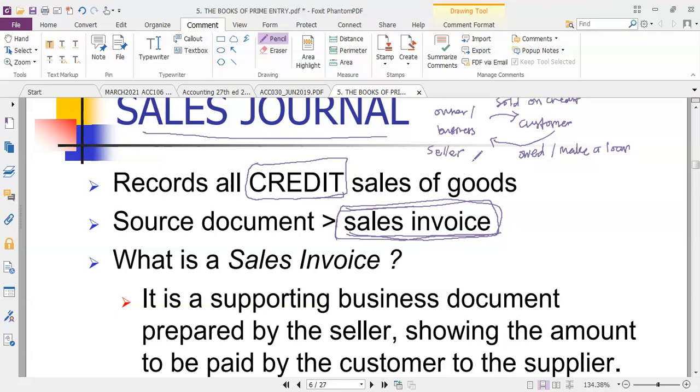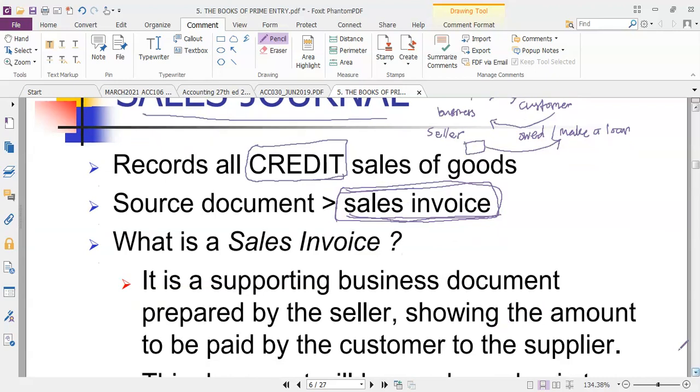Siapa yang bagi source document tu? The document is given by the seller to the customer. The document includes the amount to be paid by the customer to the supplier. The seller is also the supplier, and the customer is the customer.